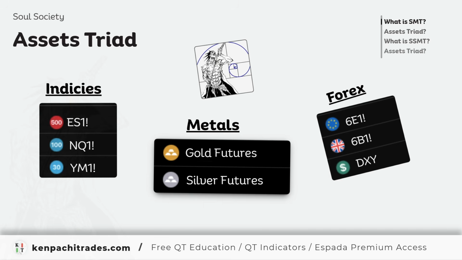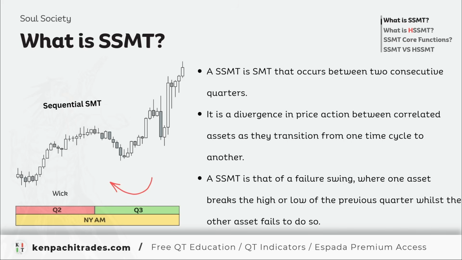And when one asset sweeps a level and the other fails, that's where SSMT forms. So now let's actually talk about SSMT. All right, now the SMT and triad concepts are clear. So let's talk about SSMT. Sequential SMT is SMT that forms between two consecutive quarters. So between Q1 and Q2, Q2 and Q3, Q3 and Q4, and Q4 into Q1 of the next cycle.